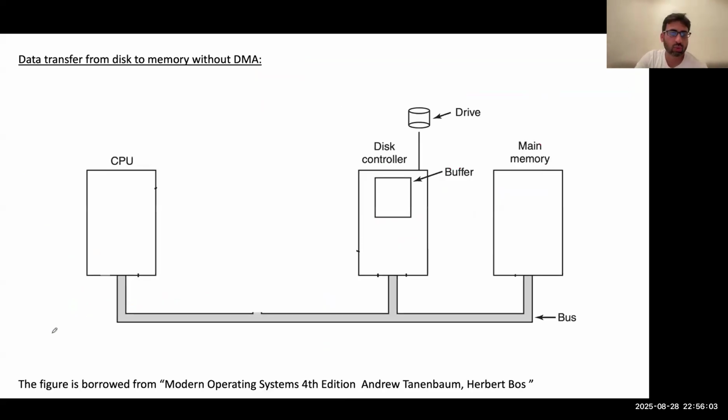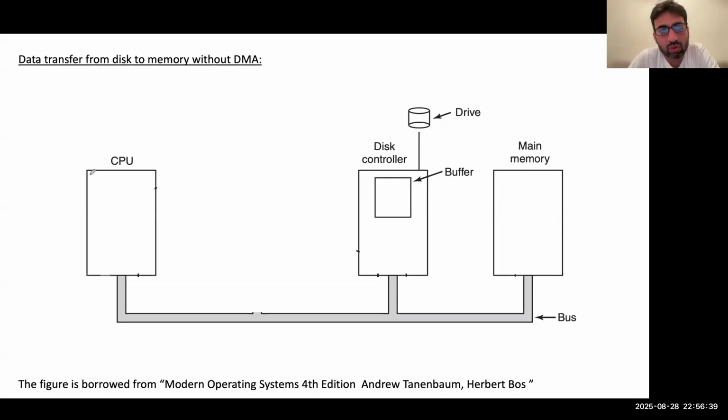Okay, now let's try to understand data transfer through DMA in a more concrete example. But before doing that, let's first have a look at how things work when there is no DMA support, when there is no direct memory access between a device controller and the memory. So here we have an example where data transfer happens from disk to memory without DMA. Let me first explain the figure.